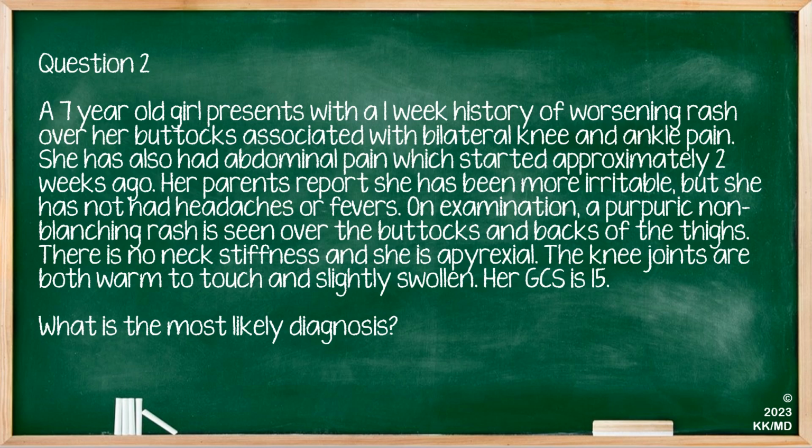Question 2. A 7-year-old girl presents with a 1 week history of worsening rash over her buttocks associated with bilateral knee and ankle pain. She has also noticed some abdominal pain, which started approximately 2 weeks ago. Her parents report she has been more irritable recently, but there isn't any complaint about headaches or fevers. On examination, you note a purpuric, non-blanching rash over her buttocks and backs of her thighs. There is no neck stiffness and she is apyrexial. The knee joints are both warm to touch and slightly swollen. Her GCS is 15. What is the most likely diagnosis?